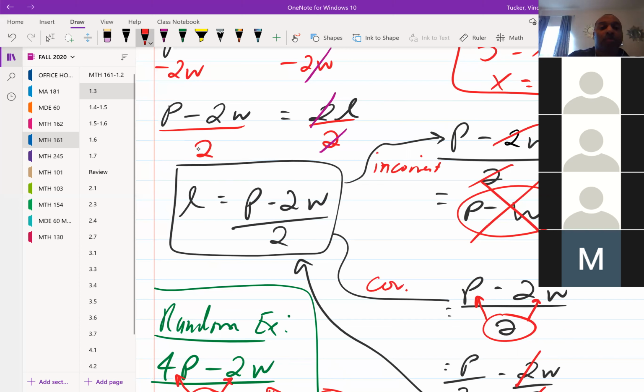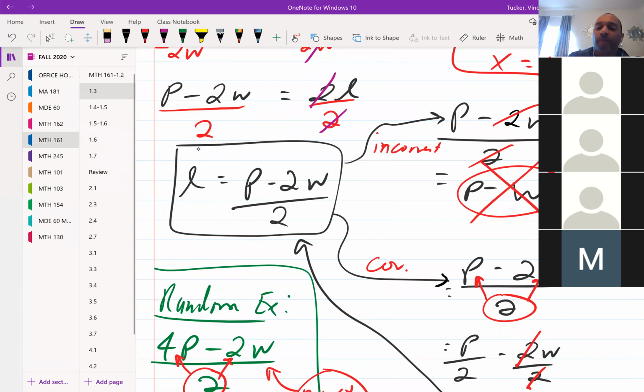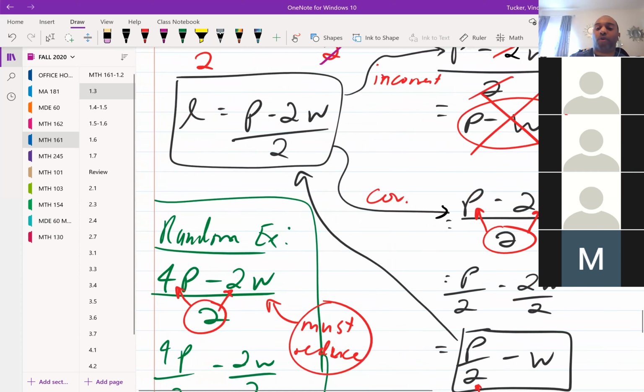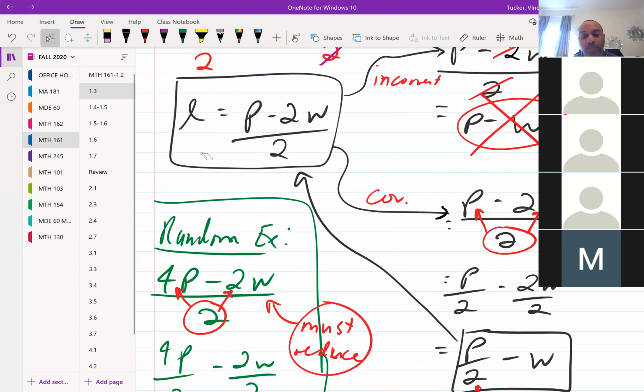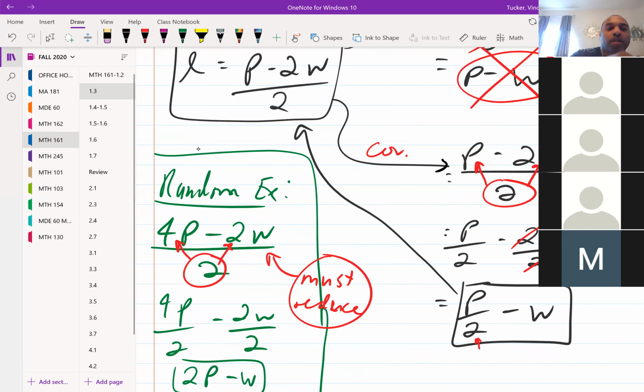So the bottom arrow right here is the correct way of doing it. You have P minus 2W over 2. That 2 has to go into each term in the numerator. So whenever you have multiple terms in your numerator, the denominator has to be distributed to each term. And so that's why you have P over 2 minus 2W over 2 now. And now if you want to cancel out those 2's, you can. And so you have P over 2 minus W. That would be another way of representing that final answer.